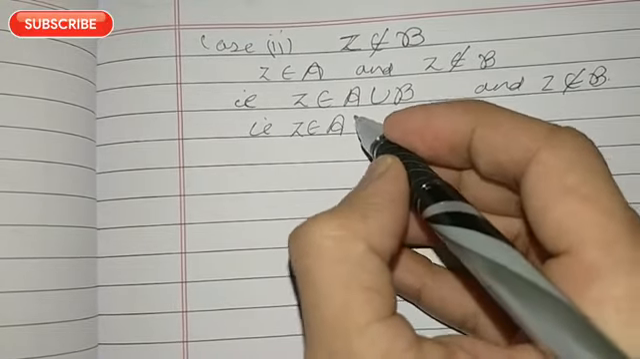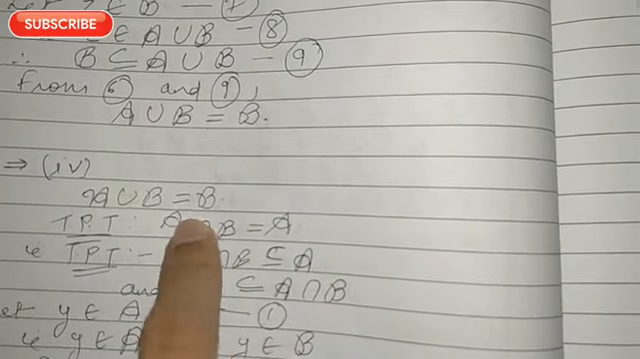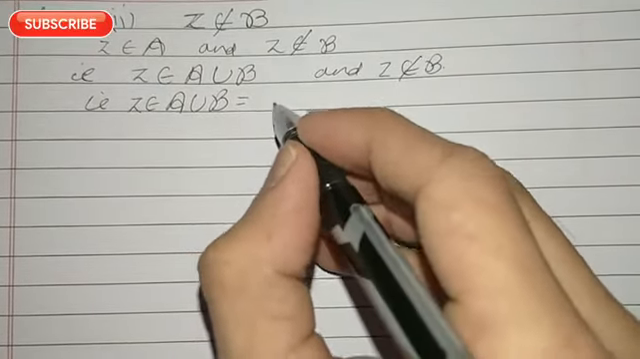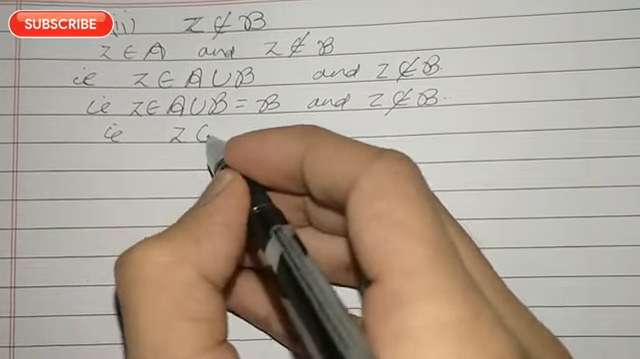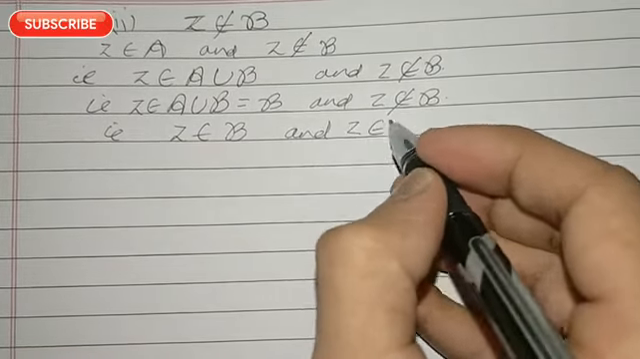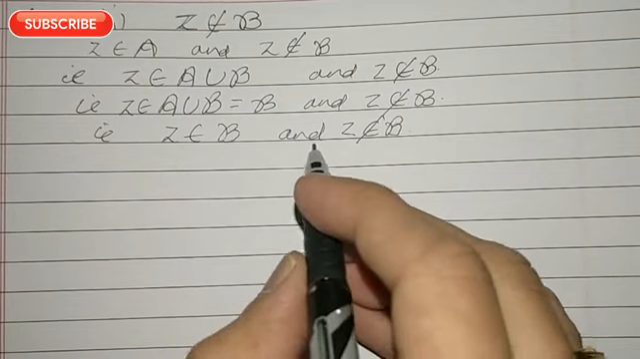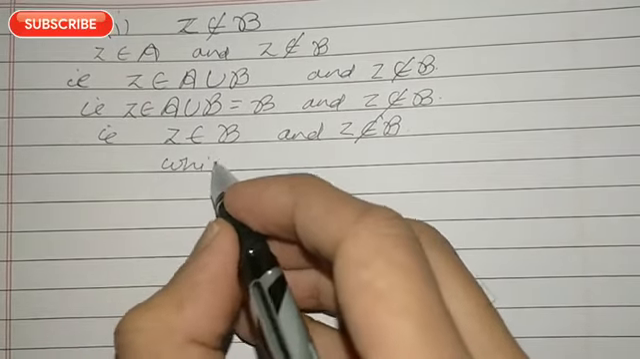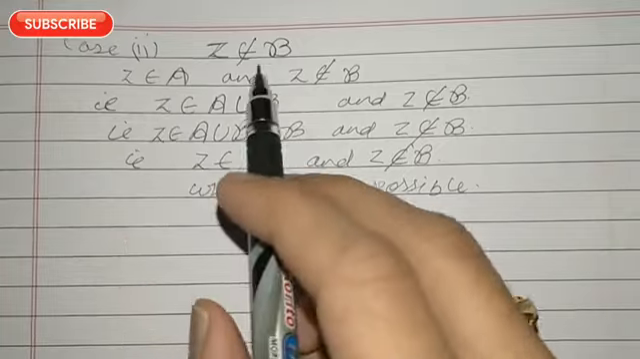So Z belongs to A union B, which is given to us as B. We have to always remember what is given to us, A union B is equal to B. So Z belongs to A union B, which is equal to B, and Z doesn't belong to B. We got an element that belongs to a set and also doesn't belong to a set, which cannot happen, which is not possible. So this case 2 is discarded.